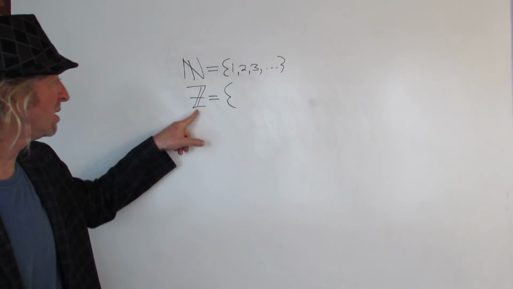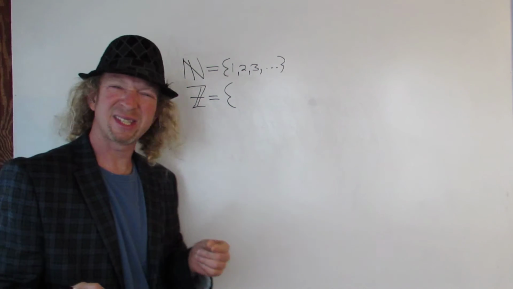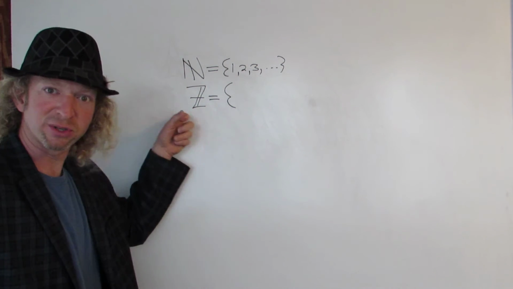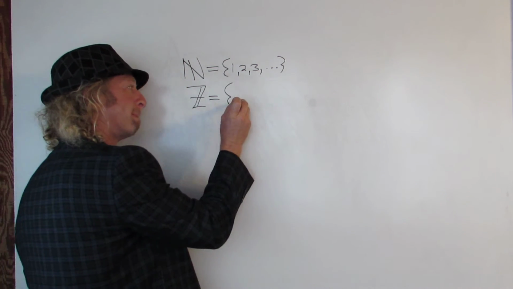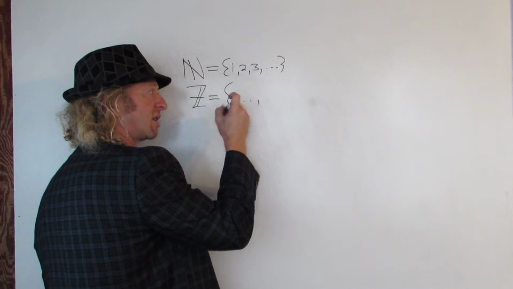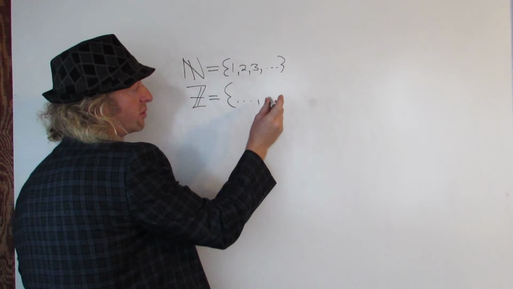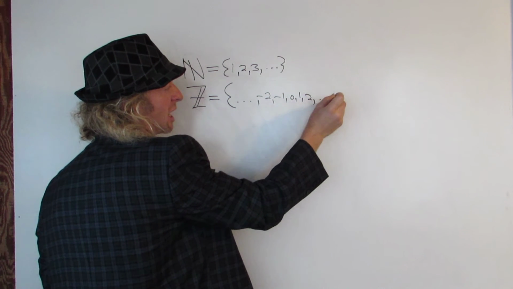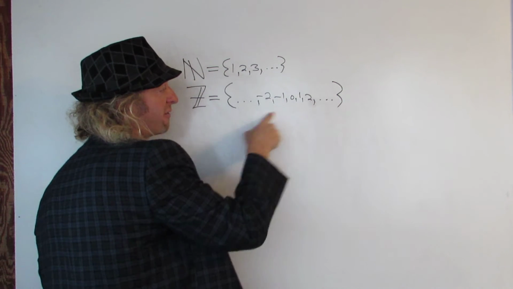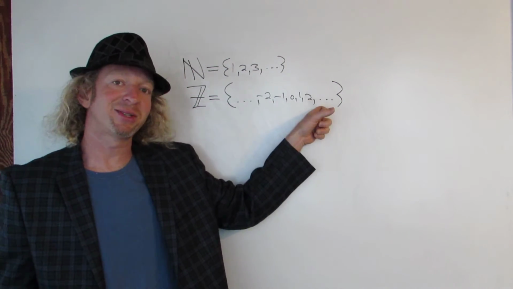And I believe the symbol Z is used because it has something to do with a German word. I think it's Zahlen or something like that. I think it means numbers. So it's named after a German word. So the set of integers looks like this. It's all of the whole numbers, positive and negative, including 0. So let's say -2, -1, 0, 1, 2, ... The dots indicate that it goes on forever, right? In both directions, dots to the left and dots to the right.